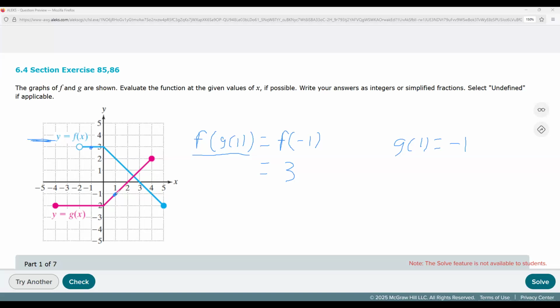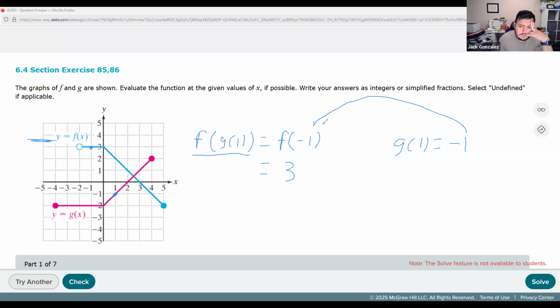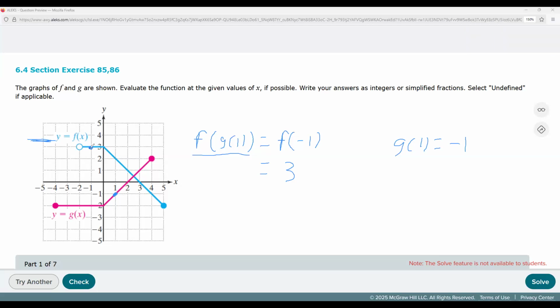And then how did you find 3? So once you get -1, that's going in here. I mean, it was always in there technically. Go to F. -1's right here. What's the y value? 3. And that's where this comes from. All right.